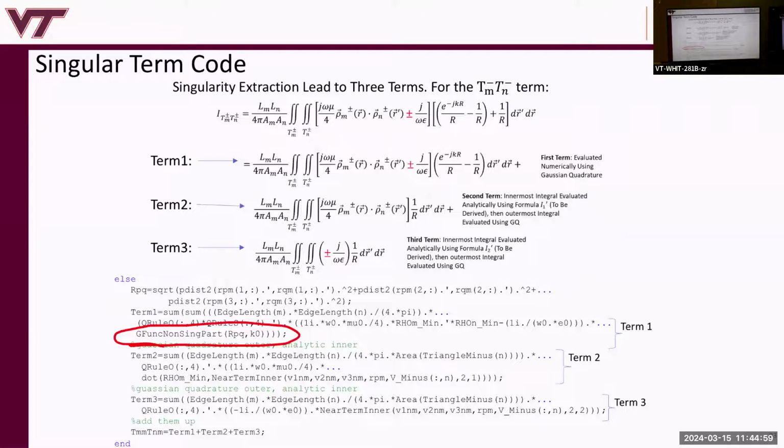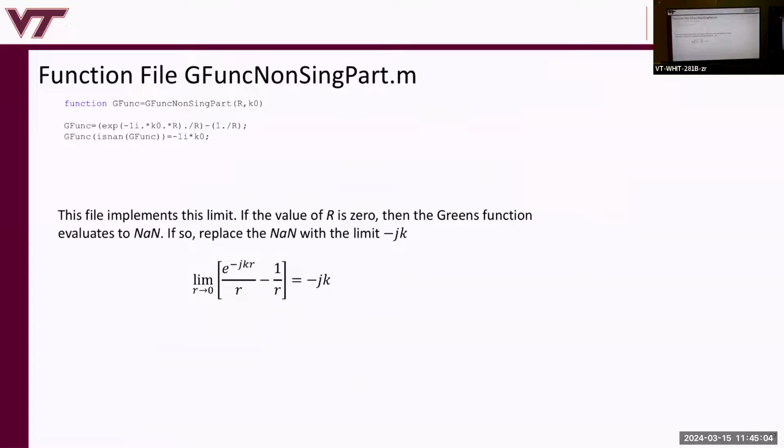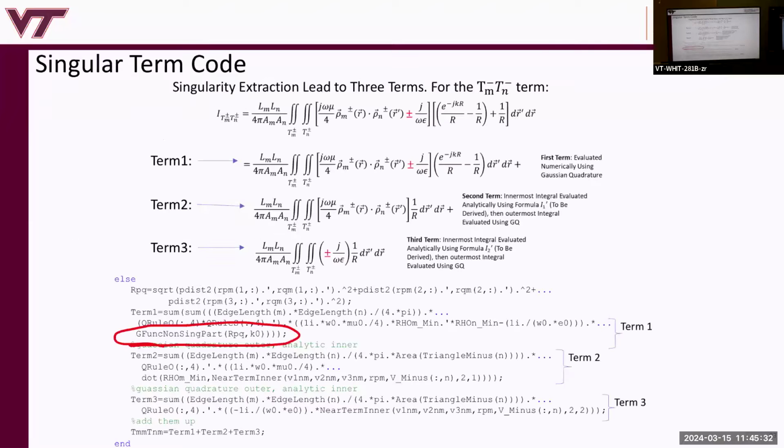Why do we need that? Because it looks like this, because we have to manually implement this limit. So I just have a function here. I pass it the RPQs and the k naught. I calculate e to the minus jkr over r minus 1 over r. But then I check if it's not a number because r is equal to 0, which it will be, then we know what the limit should be. It should be minus jk. So you have to manually put that in, and then we return that. Then we integrate that whole thing numerically using Gaussian quadrature.